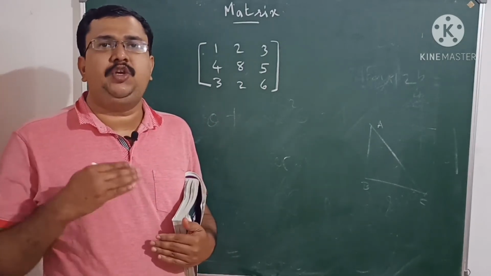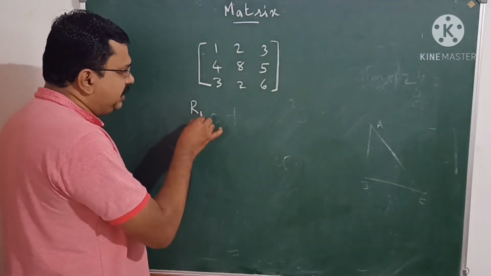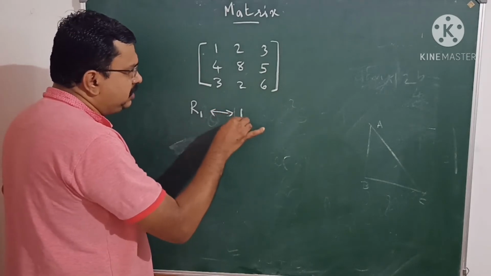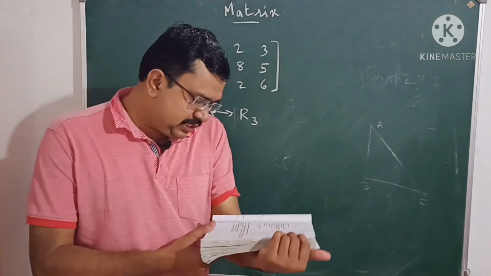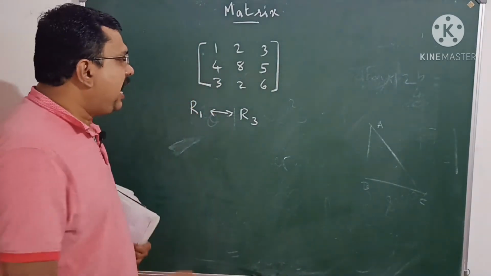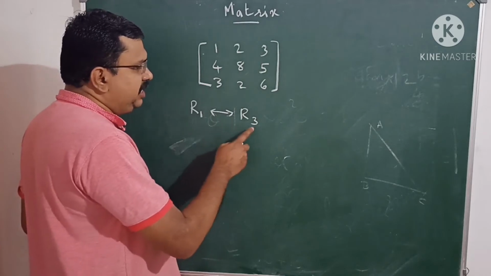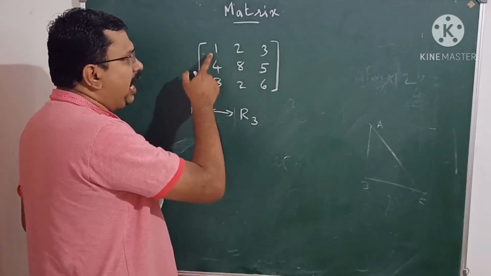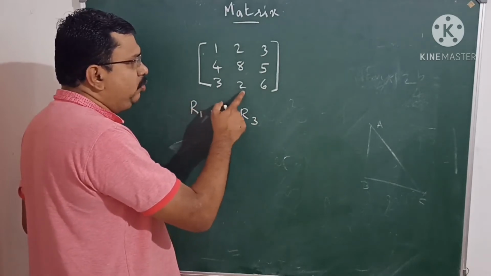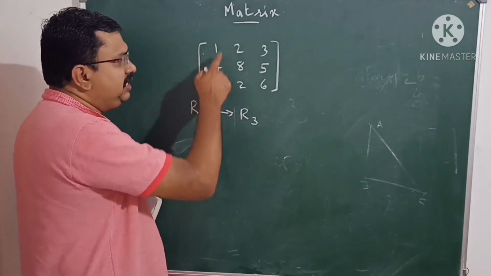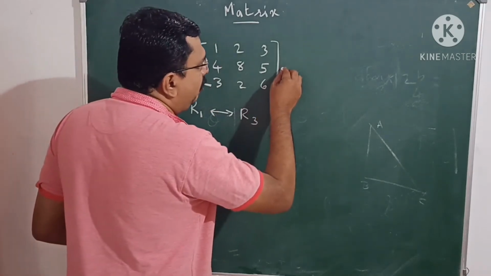Interchange of any 2 rows. For example, I am going to interchange R1 to R3. R1 is our first row, and the first row is interchanged to R3. Our R1 is 1, 2, 3. R3 is 3, 2, 6. We are interchanging these 2 rows. This is our first elementary row operation.